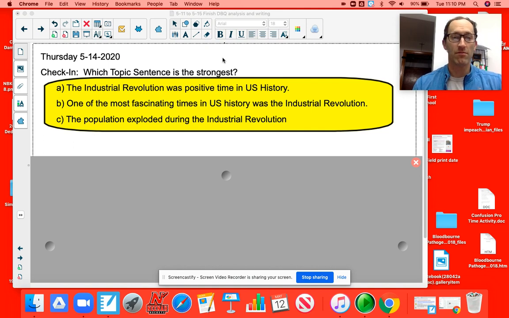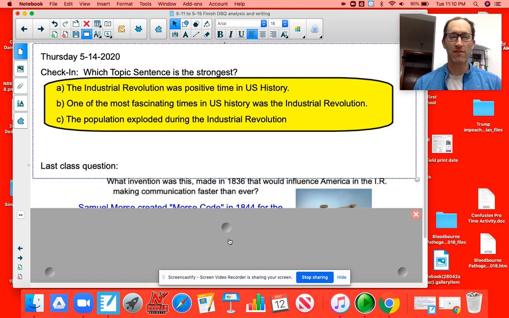Our check-in question is, what topic sentence do you feel is the strongest? A, the Industrial Revolution was a positive time in U.S. history. B, one of the most fascinating times in U.S. history was the Industrial Revolution. Or C, population exploded during the Industrial Revolution.